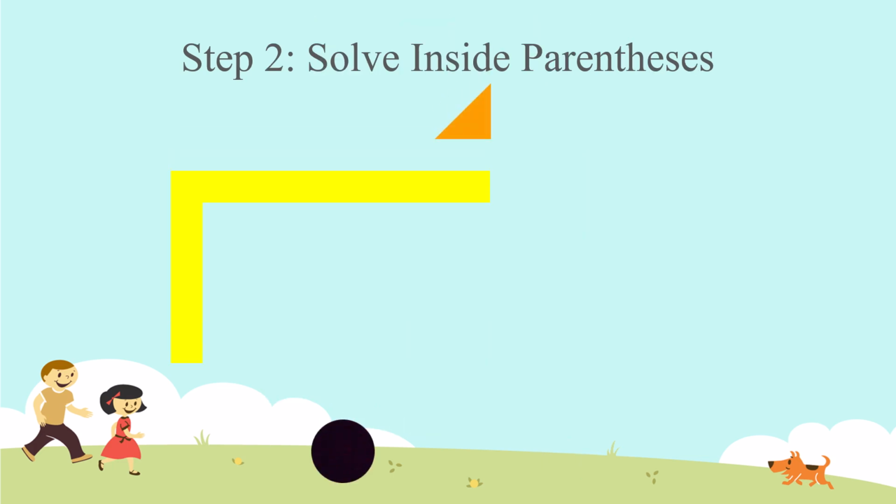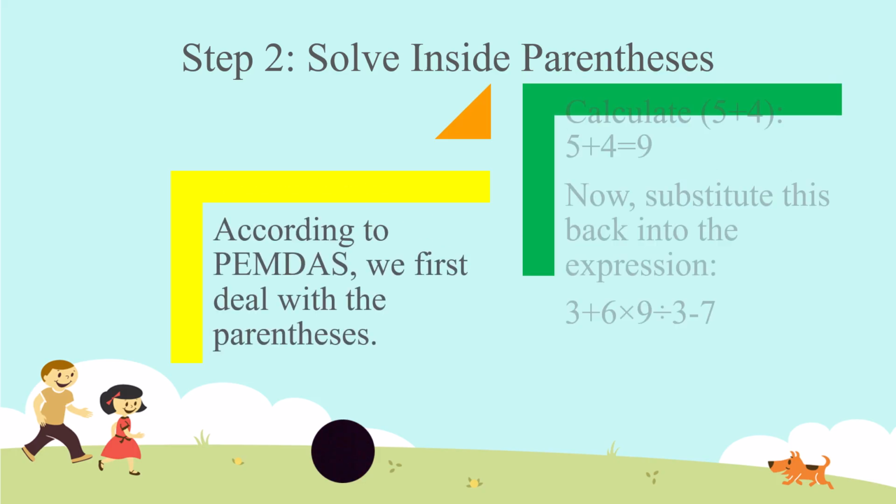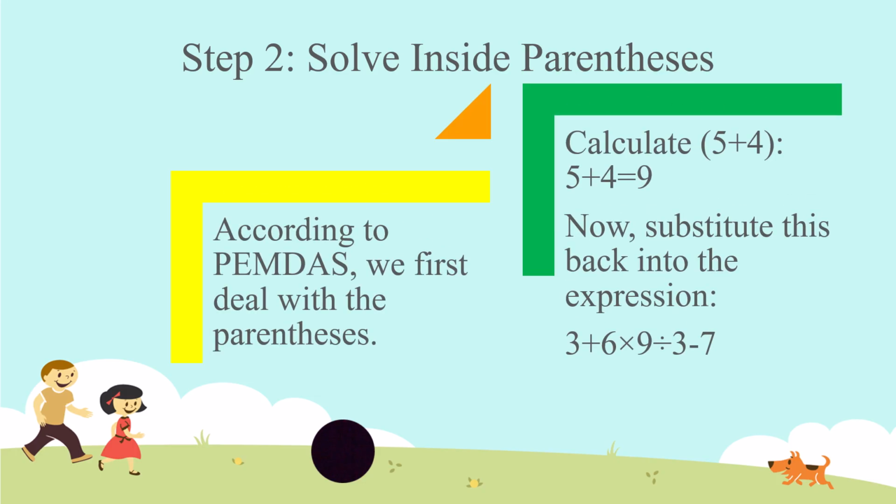Step 2. Solve inside parentheses. According to PEMDAS, we first deal with the parentheses. Calculate 5 plus 4. 5 plus 4 equals 9. Now substitute this back into the expression: 3 plus 6 times 9 divided by 3 minus 7.